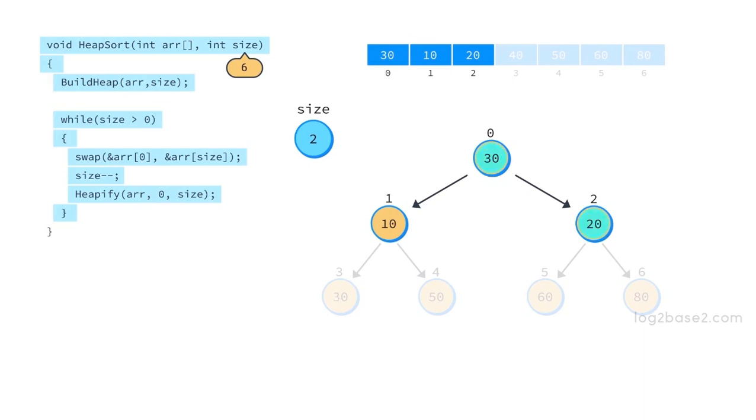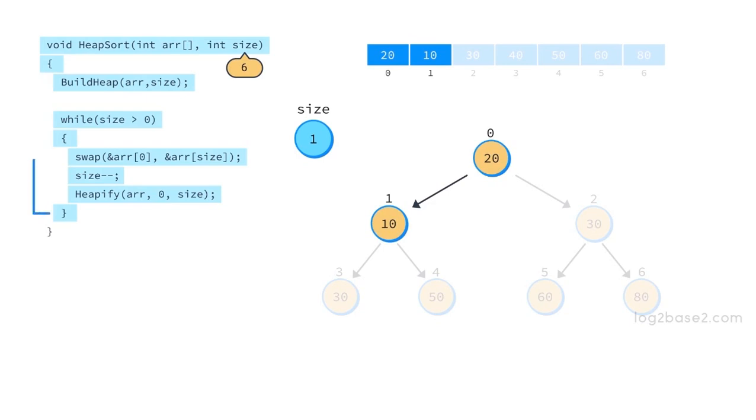So swap elements at index 0 and index 2. Now the largest element 30 is at the last position. Now 30 is at its sorted position, so reduce the array size by 1. So size is equal to 1 now. Since we changed the element at index 0, we have to call the heapify function, but there are no problems. This iteration is also completed now.